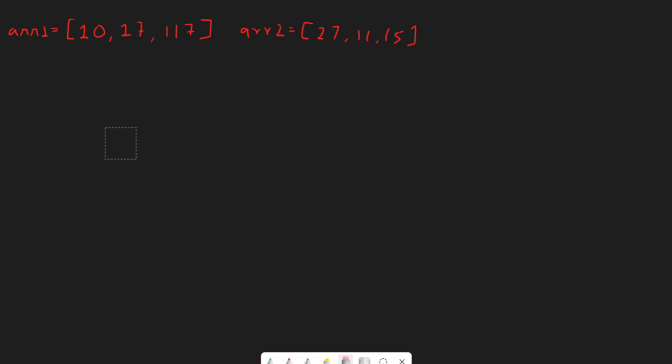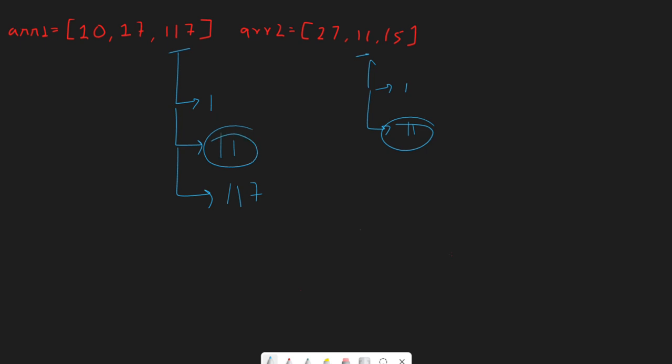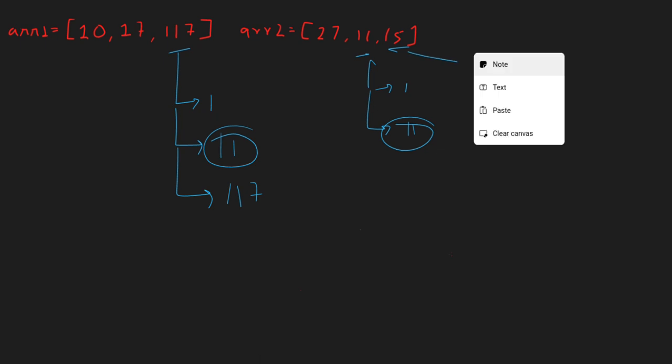So 10, 17, 1117 and 27, 11 and 15. By looking at this I can easily tell that 111 will be the answer for us, because if you see the possible prefixes of this 1117, they are 1, 11, 111 and 1117, and the prefixes of this are 1 and 11. Okay, so this matches this, and you will see this is the only thing that is common here.